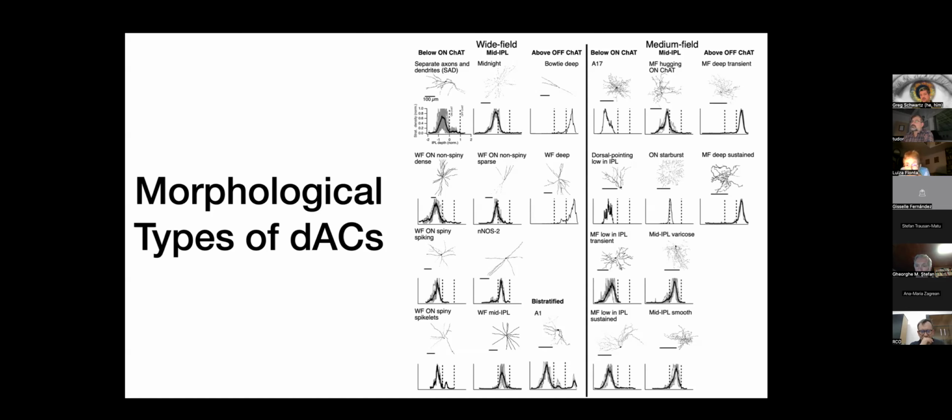So for example, look at the wide field on non-spiny sparse and the NNOS2 that's right below it. If you looked at those on foss, you'd say they're the same thing, right? They're long unbranching things that go approximately in two different directions. But look how tight the stratification pattern is. One of them is below the ChAT band and one of them is between the ChAT bands, and every example falls there. So they're different, and they actually are functionally different as well.